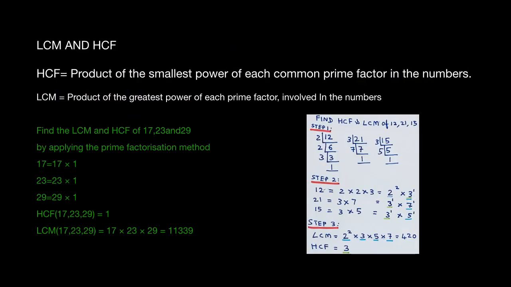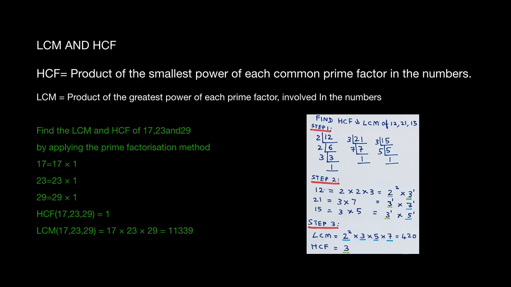Now let's understand LCM and HCF. LCM means least common multiple and HCF means highest common factor. It is also called the greatest common divisor. So first let's see HCF. How do we find it? It is just the product of the common prime factors to the smallest power. And for LCM, you have to find the product of each prime factor with the greatest power.